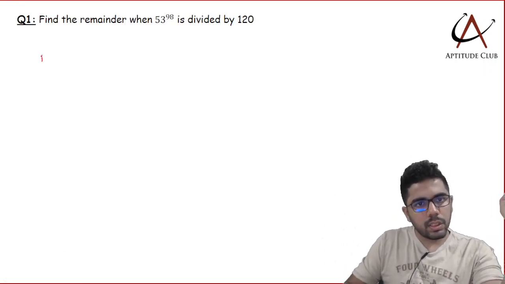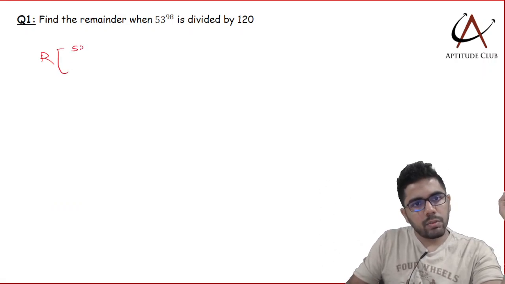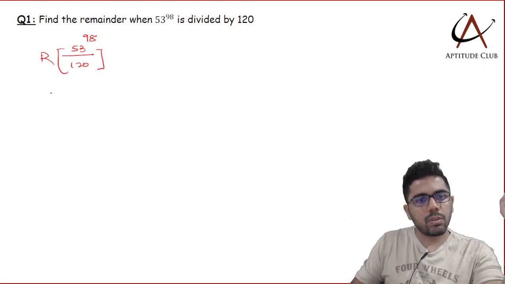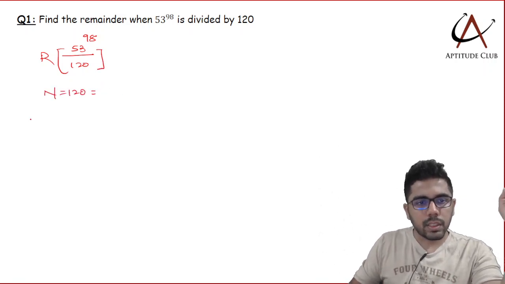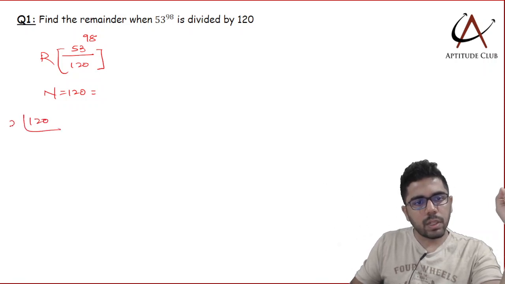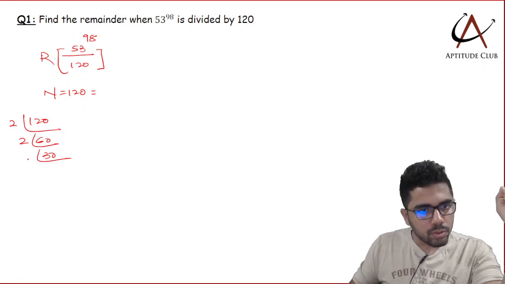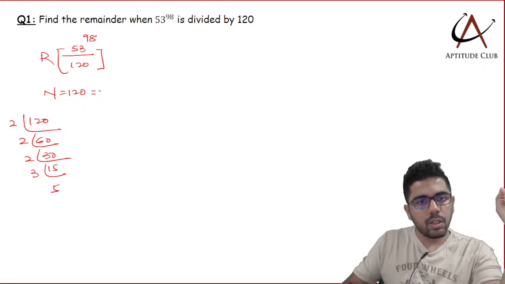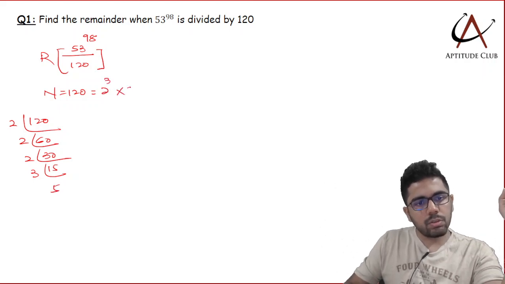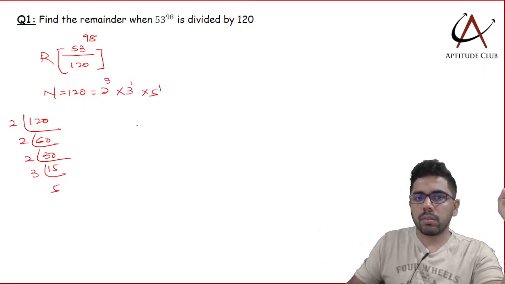For example, here it is saying find the remainder when 53 to the power 98 is divided by 120. So what is step 1? You take the divisor 120 and prime factorize. If you prime factorize 120, 2 into 60, 2 into 30, 2 into 15, and then 3 into 5. So I get 2 to the power 3 into 3 to the power 1 into 5 to the power 1.